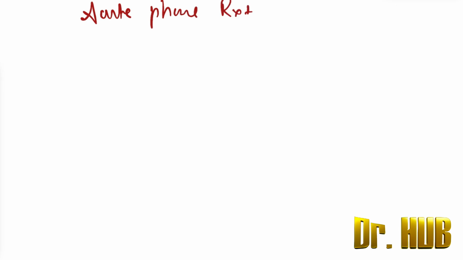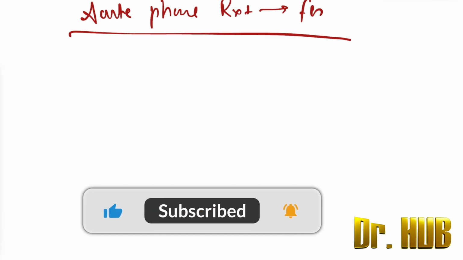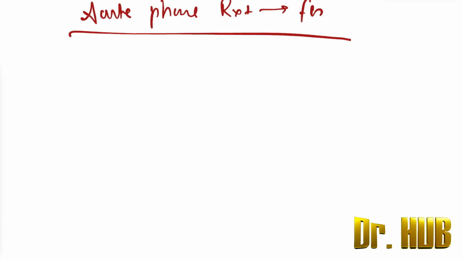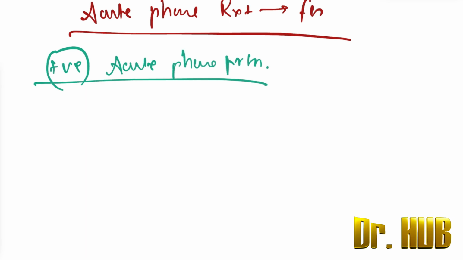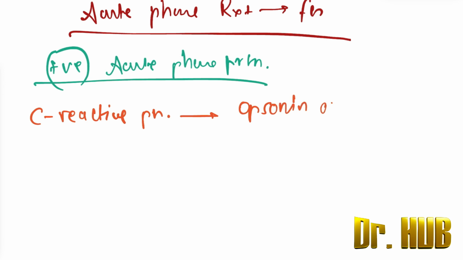Today we'll look at the acute phase reactions, acute phase reactants, and also their functions. To begin with, first the positive acute phase proteins. First we'll see the proteins as well as the immune cell function. To begin with, the C-reactive protein. The C-reactive protein, the immune function is the opsonin on the microbes.